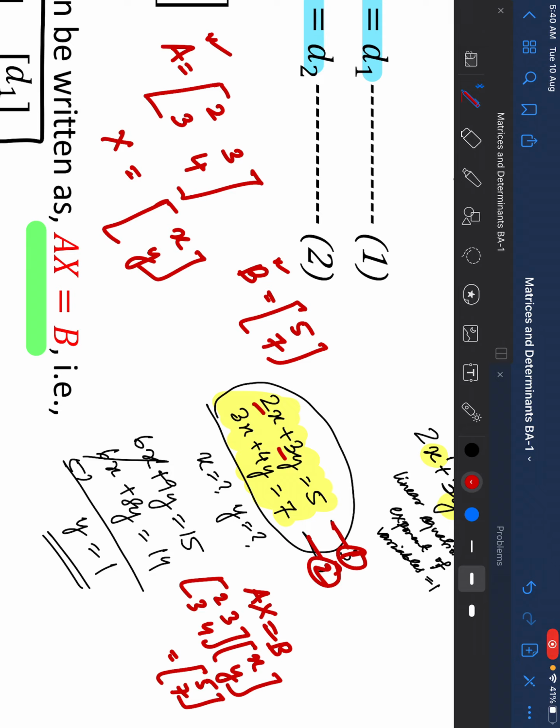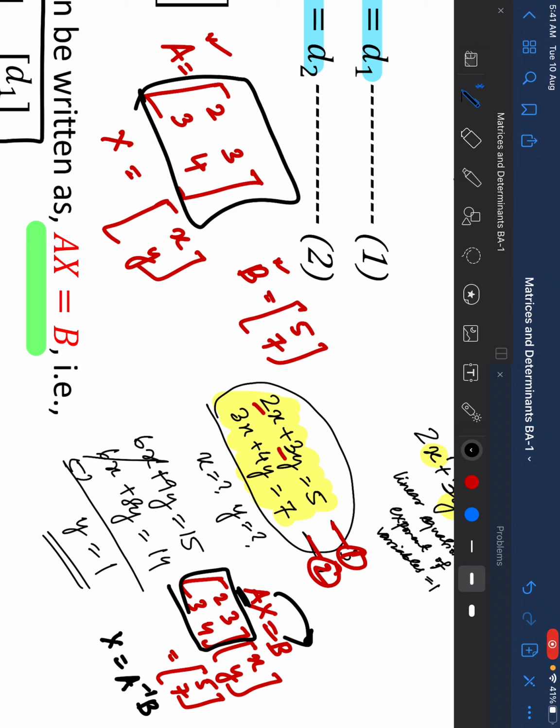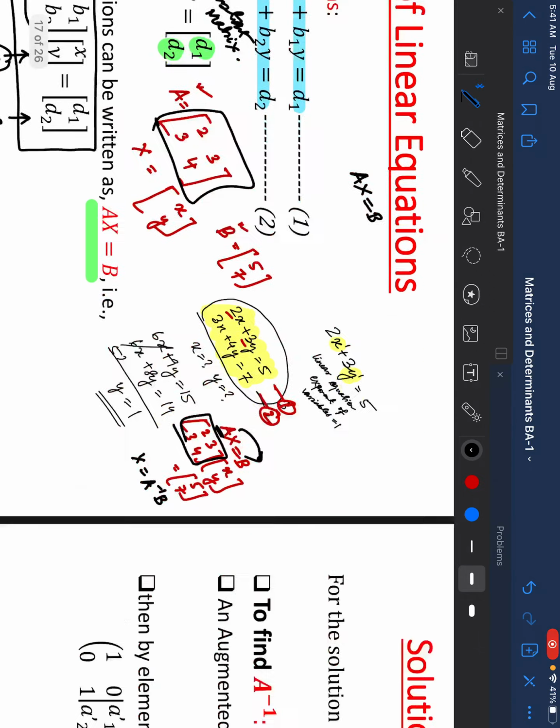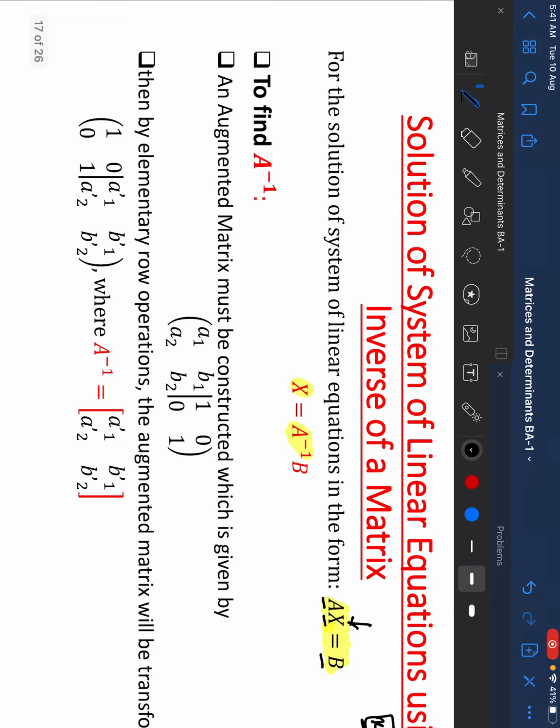So we need to find the inverse. So X is equal to what? The A on this side, I will take to the other side, so it becomes A inverse B. So basically we need to find the inverse of A, the inverse of this matrix [2 3; 3 4]. Let us see which method we are going to use to find the inverse of that matrix.